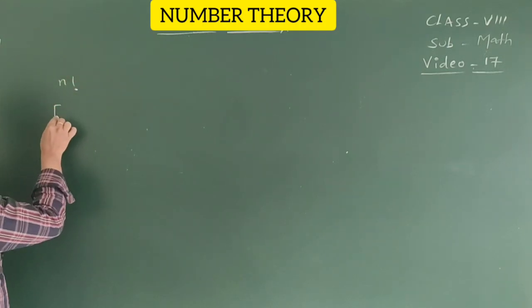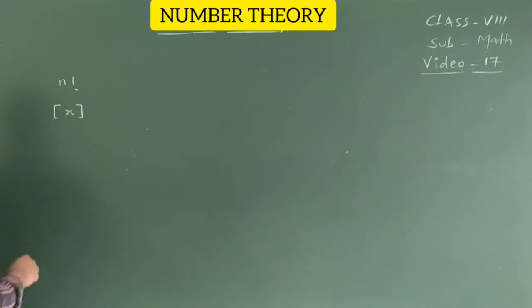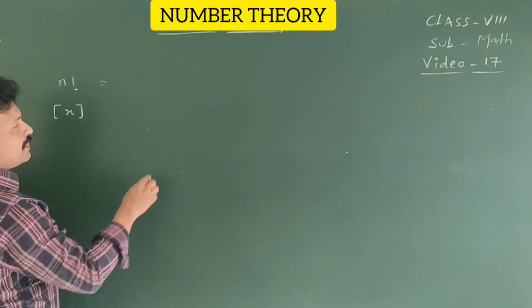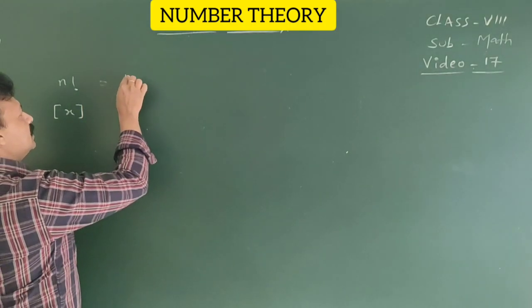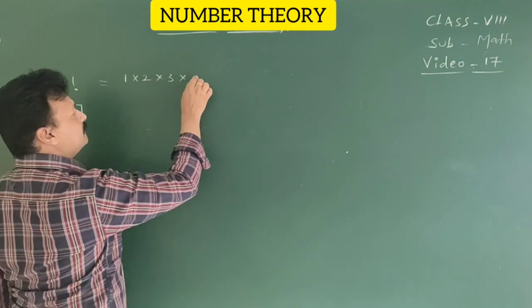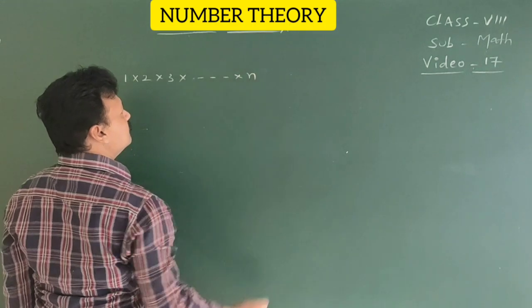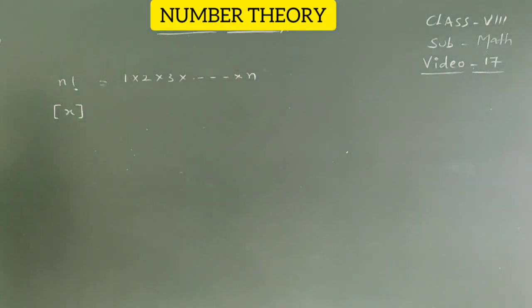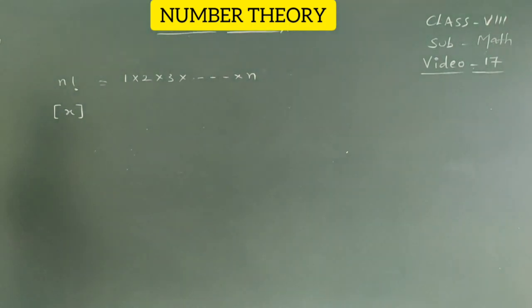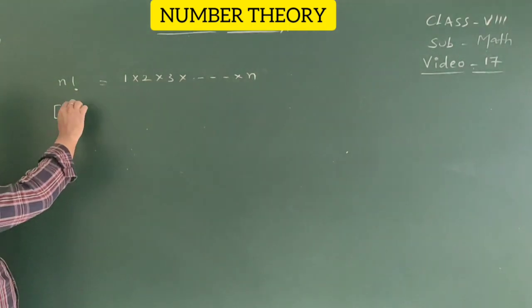In the previous video, we discussed factorial notation and step function. Factorial notation means the continuous product of first n natural numbers. Continuous product of first n natural numbers is nothing but factorial notation. In addition to that, we discussed step function. Here, what is step function?